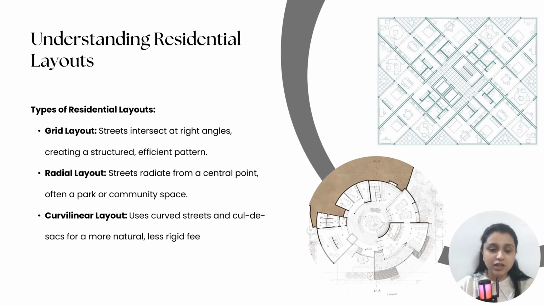Then come your radial layouts. Streets radiate from a central point, often a park or community space. So in this kind of layout, we have something as a central element, be it a park, be it a community space, and everything else revolves around it. So the streets would be going like this, like you see in this image, and this would be called a radial layout.